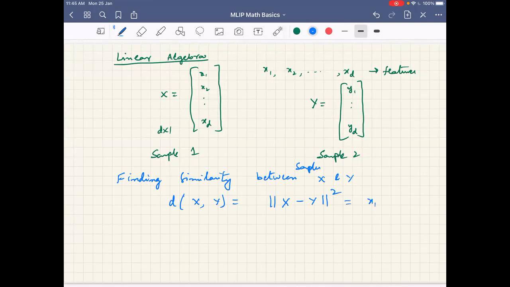Essentially writing x1 minus y1, and so on, up to xd minus yd. I think this is all known to all. Is this correct or not? This is referred to as norm, and this is also referred to as second norm, the L2 norm. So this is referred to as norm in general. I can also find the distance in different ways. This is referred to as Euclidean distance.